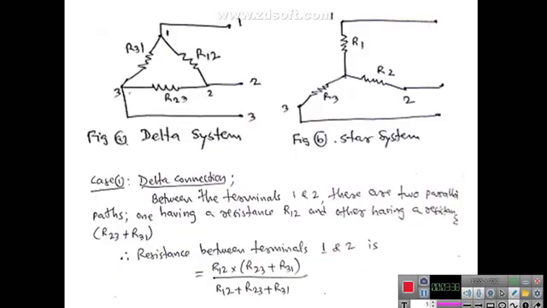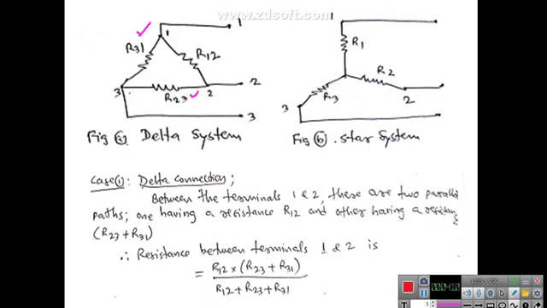So this is the delta system, that is figure A. This is your star system. The terminals of this delta system are represented as 1, 2, 3. So these are nothing but terminals 1, 2, 3. The resistance between terminals 1 and 2 is R12, between 2 and 3 is R23, and between 3 and 1 is R31.